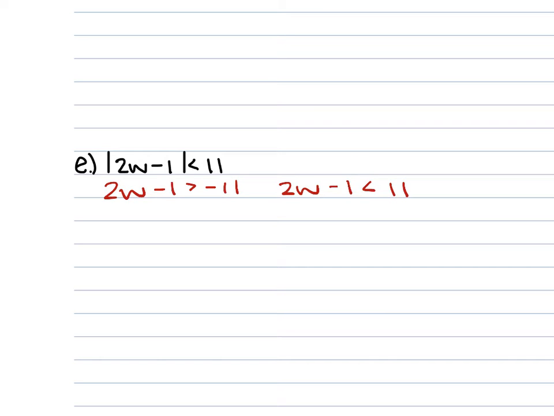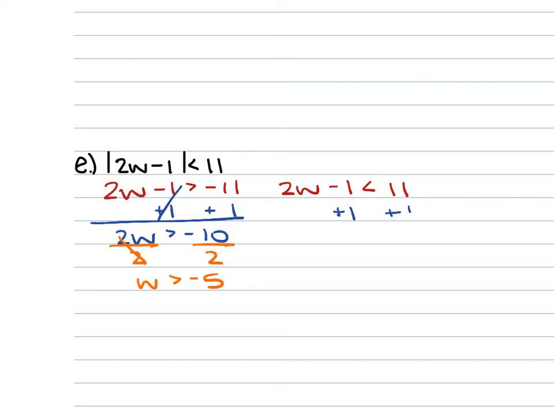I'm going to work with the one on the left first. I'm going to add that 1 to both sides. And I have 2w is greater than negative 10. Then I just divide each side by that 2 and get w is greater than negative 5. For the inequality on the right, I add the 1 to both sides. And I get 2w is less than 12. Then I divide each side by the 2. And get w is less than 6.